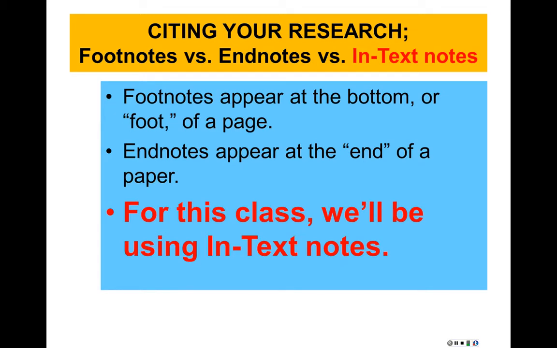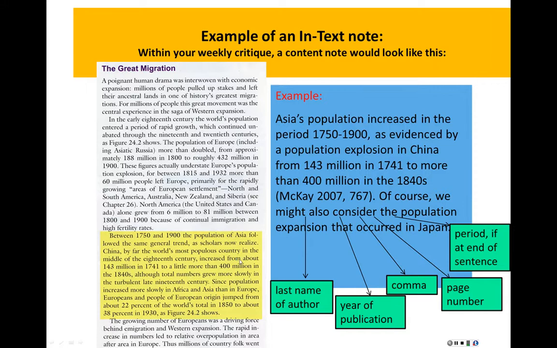So once you find your research and you read it and you incorporate it into your assignment to give that evidence of the critical thinking that we're asking for, you'll need to cite your research. And so we're going to discuss, first of all, probably some of you have cited research before in papers and assignments. Some of you have used footnotes, which appear at the bottom or foot of a page. Others of you have used endnotes that appear at the end of a paper. For this class, we'll be using in-text notes. So let me show you what in-text notes are.